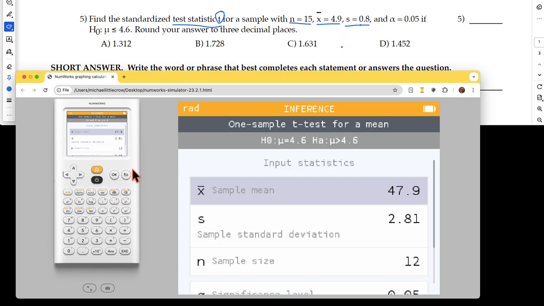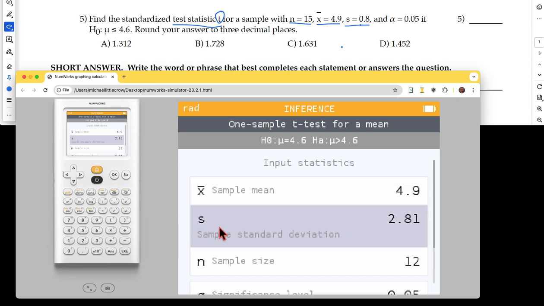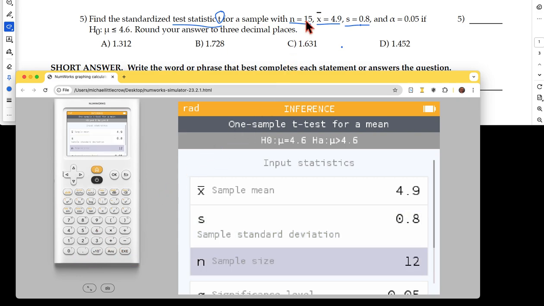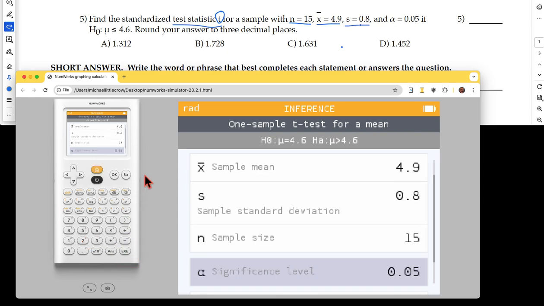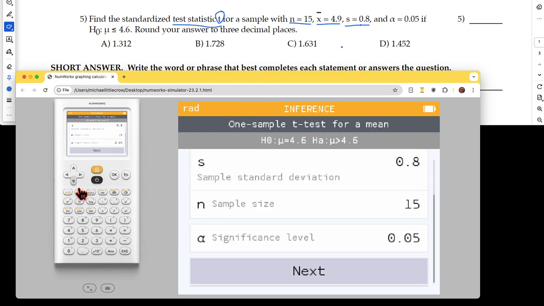Okay, so we input our statistics. We've got our sample mean as 4.9. So again, you've got to get all your values in the right place. Sample standard deviation s, 0.8. Sample size is n, that's the 15. And the significance level we're given is 0.05, which is our default, so we don't have to change it.